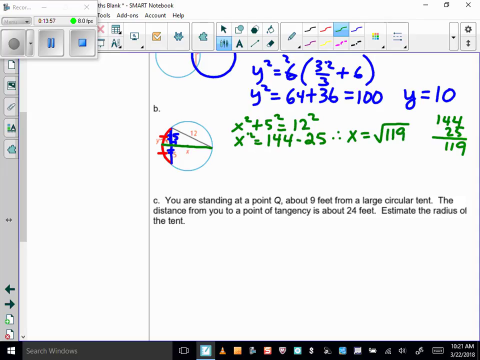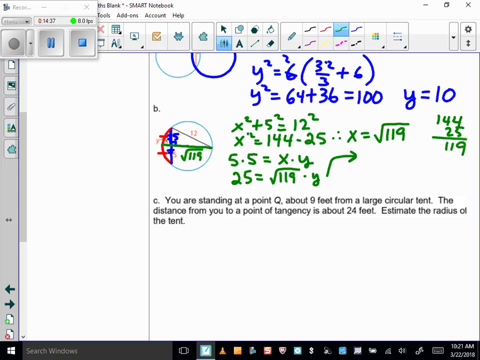Not looking good. Not looking good, guys. This is why I wanted to do this one with you, because as far as I know, I can't simplify the square root of 119. I think it's prime. So we're going to do part times part equals part times part. Well, the blue chord is 5 times 5. I know that. And now I know that equals x times y, right? The diameter. So we've got 25 equals, and now I know what x is, the square root of 119 times y.